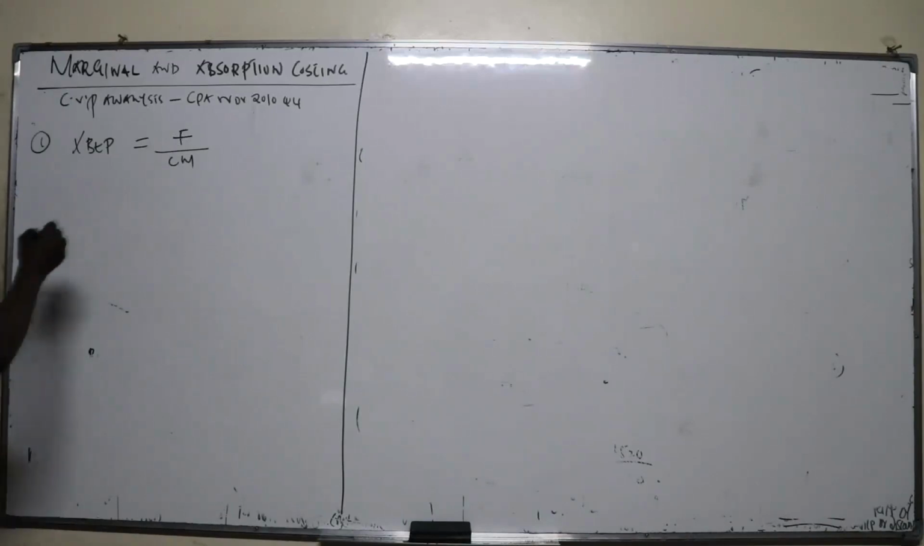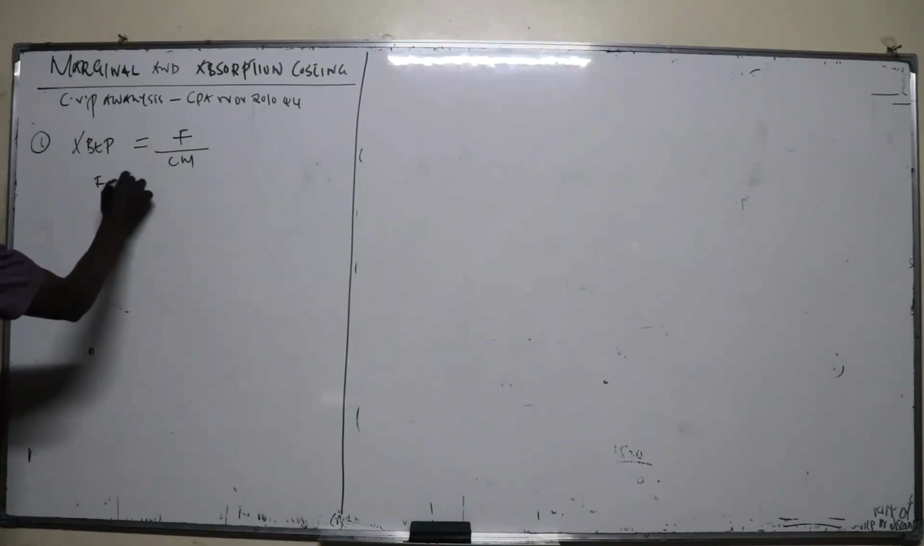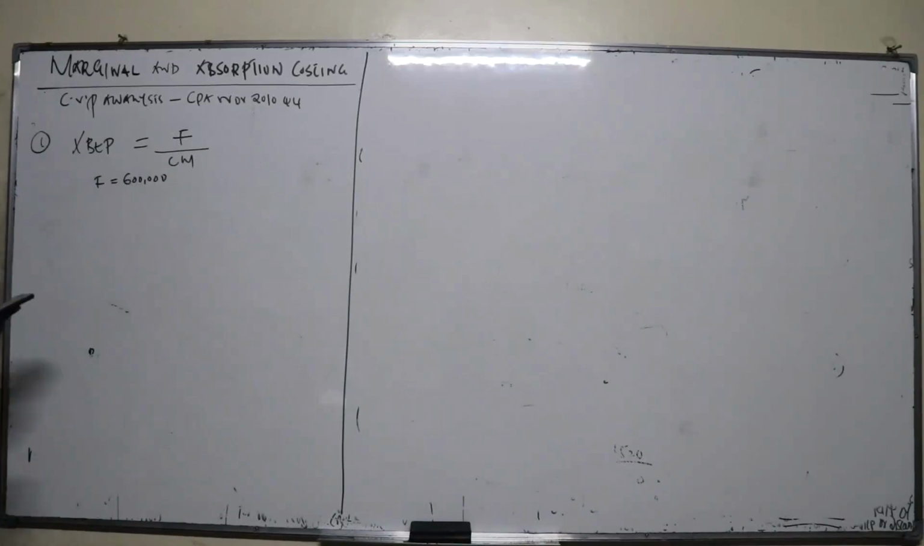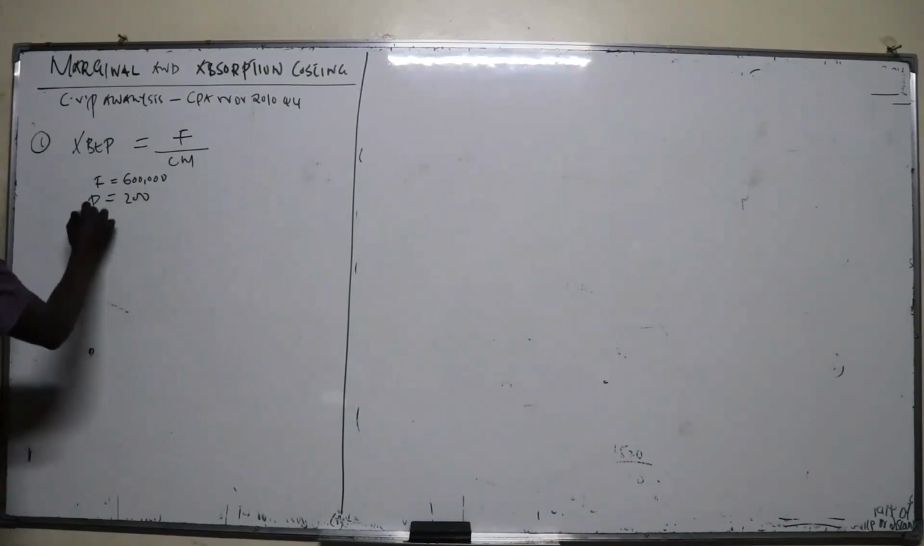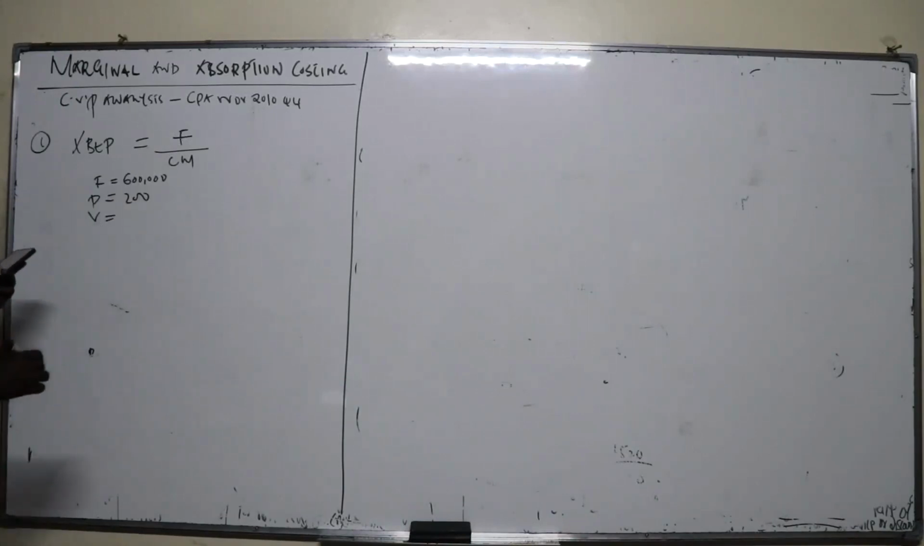For example, F, we have it. F is equal to 600,000. For the contribution margin, we need price and variable cost. The P, which is the selling price per unit, is there in the question. It is 200. And the variable cost per unit, which is V, is 100. So we have all the ingredients.